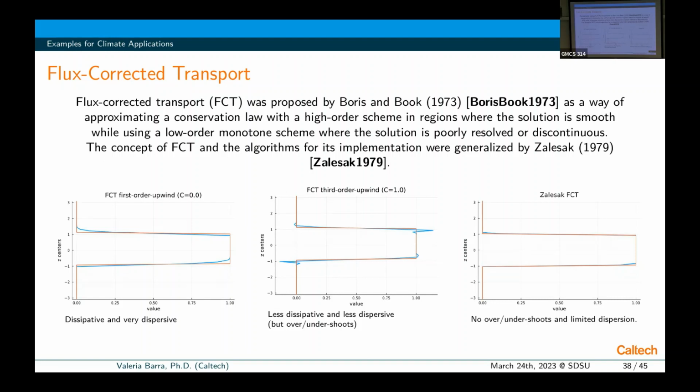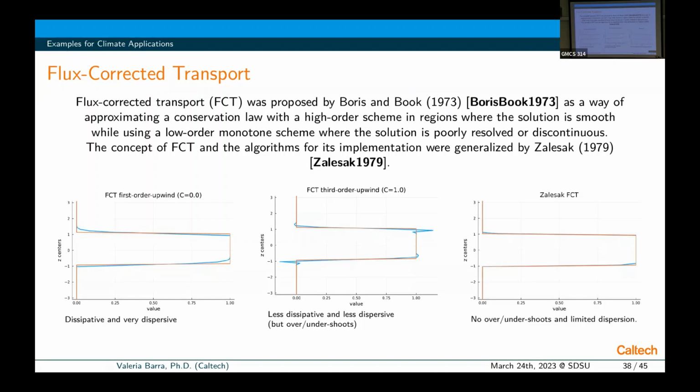Boris and Book in 1973, and then later Zalesak in 1979, proposed this model so that you have a combination of high order upwinding where the solution is smooth with a combination of low order upwinding where the solution is poorly resolved or discontinuous.